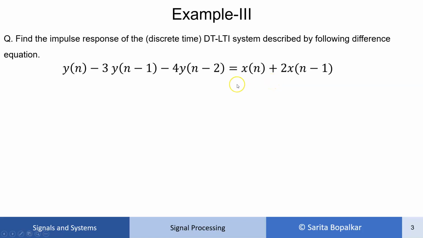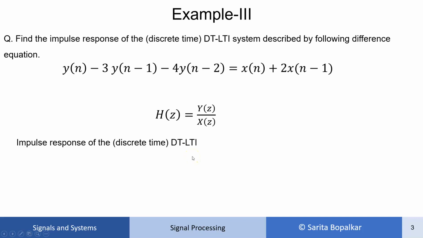So this is the difference equation. Now what do we mean by impulse response? Impulse response is nothing but h of n, the response of the discrete time LTI system when the input is the impulse signal, that is delta n. First we have to find H of z. H of z is equal to Y of z upon X of z, and its inverse Z transform is nothing but h of n. So the impulse response of a discrete time LTI system is h of n.